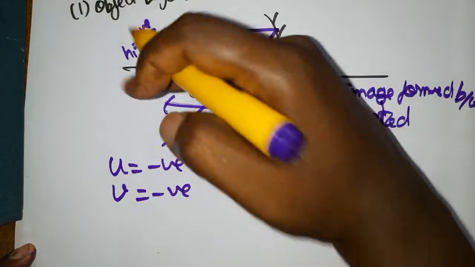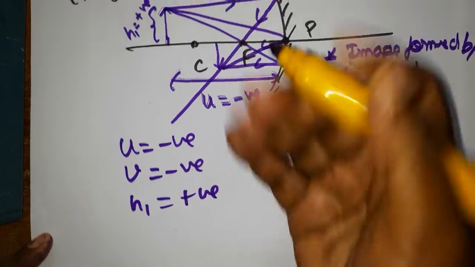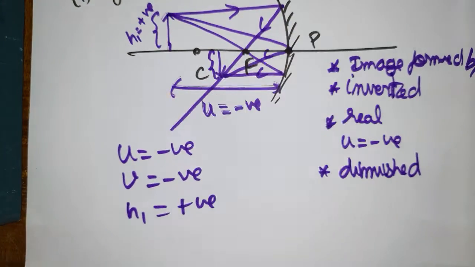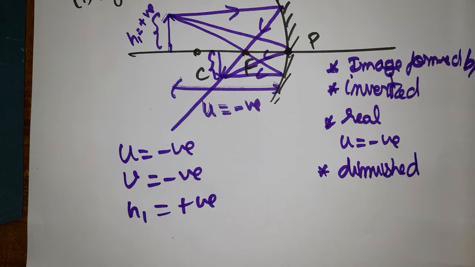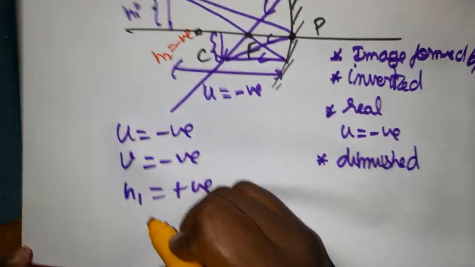What about h1? h1 is above the principal axis, so h1 is going to be positive. What about h2? It is below the principal axis. Why is h2 negative? Because it is below the principal axis. h2 is going to be negative.